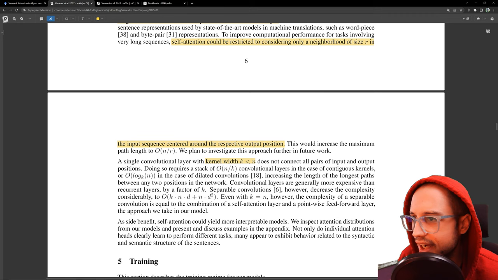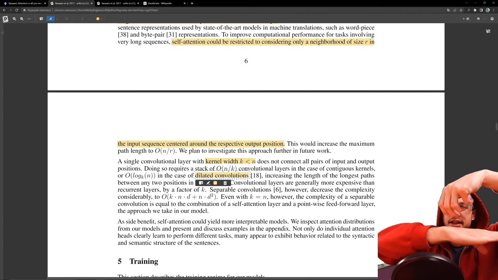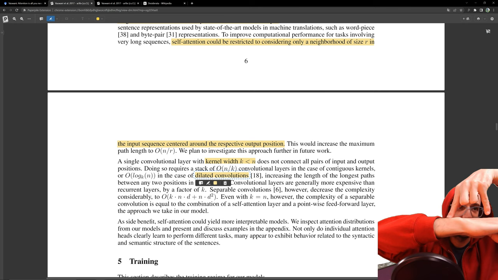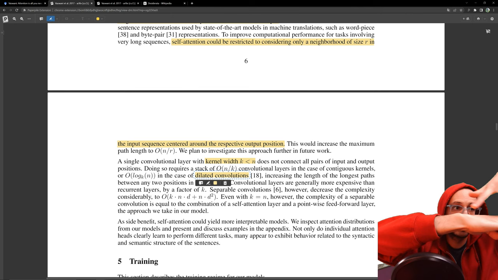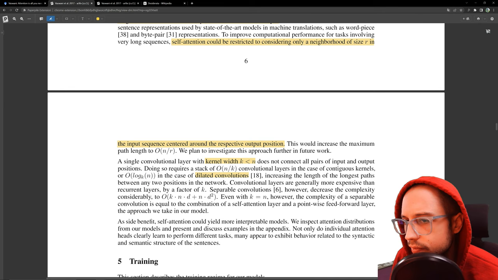Dilated convolutions are basically convolutions where, rather than the kernel covering everything in the sequence, it skips positions and has empty gaps, unlike a normal convolution. Convolution layers are generally more expensive than recurrent layers.